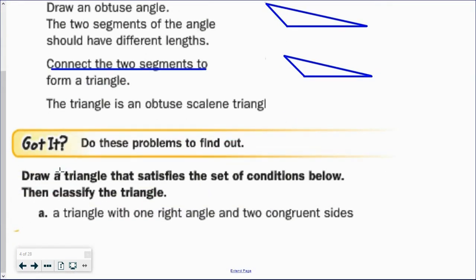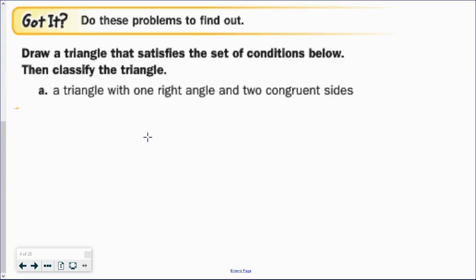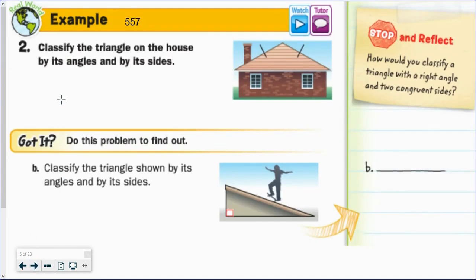Then I want you to come down here and I want you to do letter A. It says, draw a triangle that satisfies the set of conditions below, then classify the triangle. A triangle with one right angle and two congruent sides. So go ahead and pause the video and make an attempt yourself. Now take a look at example number 2.